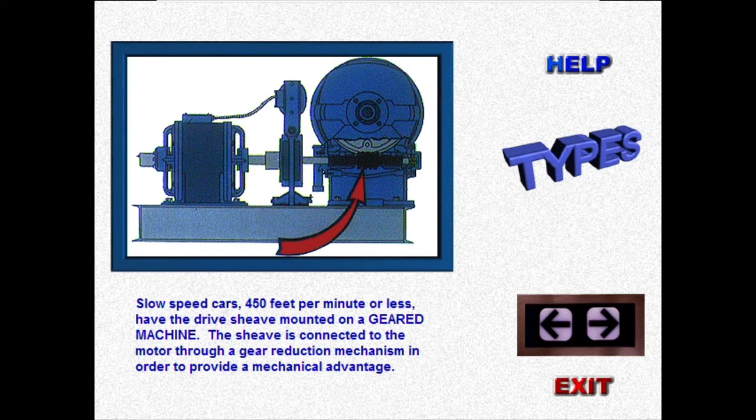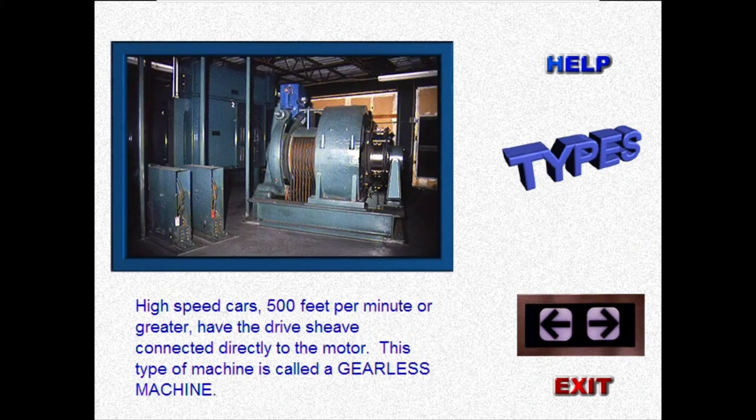Slow-speed cars, 450 feet per minute or less, have the drive shiv mounted on a geared machine. The shiv is connected to the motor through a gear reduction mechanism in order to provide a mechanical advantage. High-speed cars, 500 feet per minute or greater, have the drive shiv connected directly to the motor. This type machine is called a gearless machine.